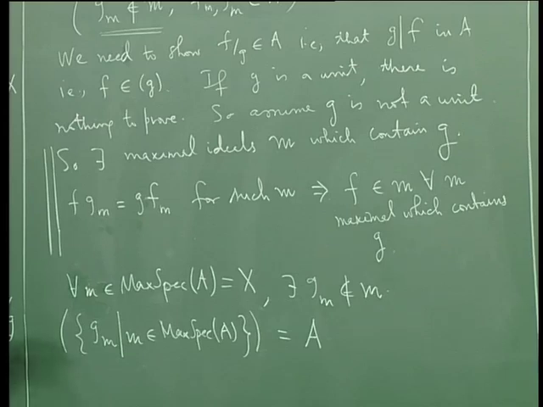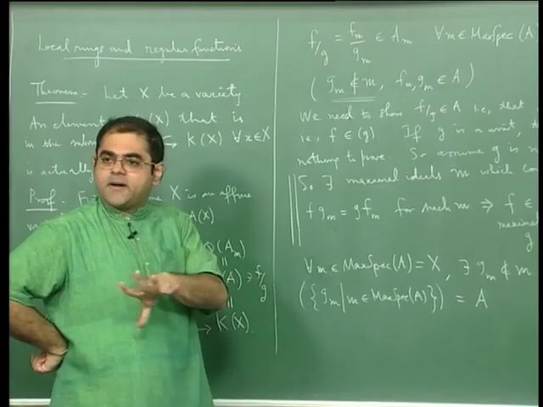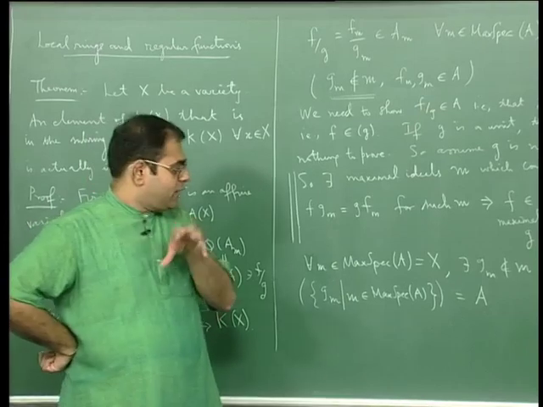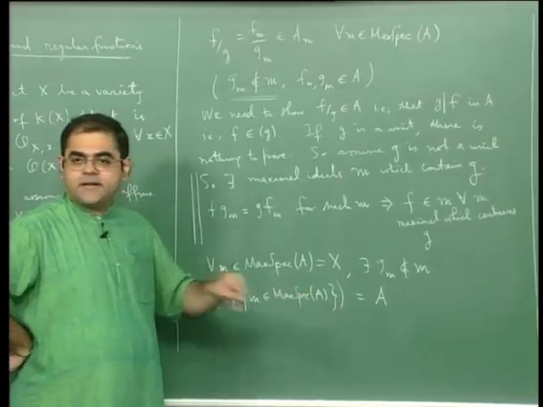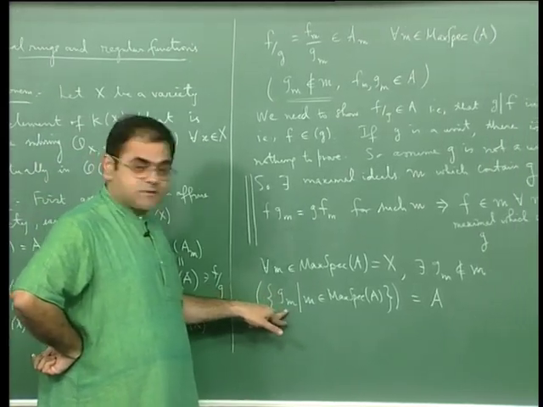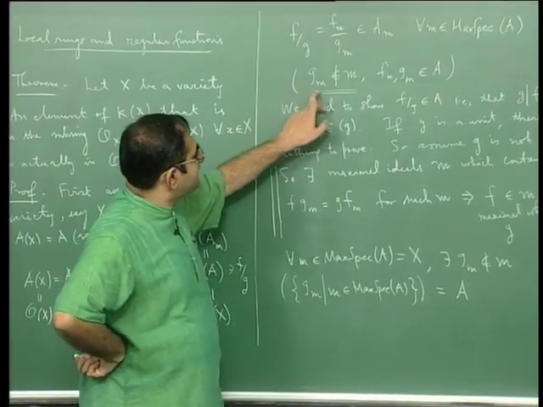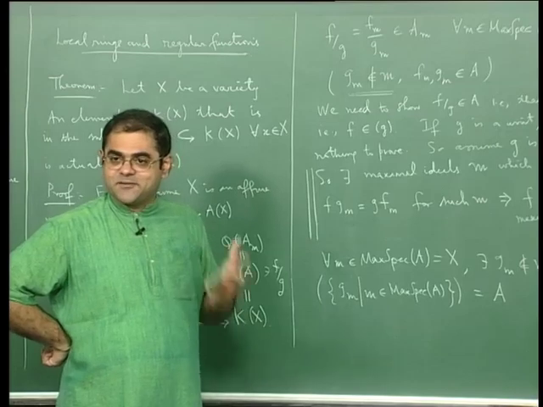Why this is true is very simple. If you take the ideal generated by all these g_M, and it is not A, not the unit ideal, then it is a proper ideal, right. Any proper ideal is always contained in a maximal ideal, therefore this ideal will be contained in some M0. But then g_M0 will be in this ideal, which is contained in M0, but by definition g_M0 is not supposed to be contained in M0, and that is a contradiction, okay.